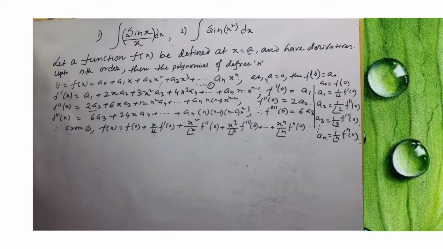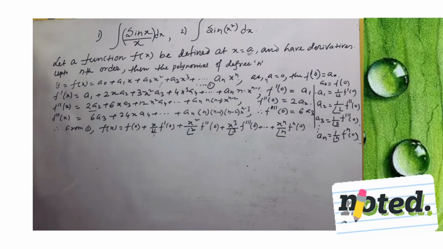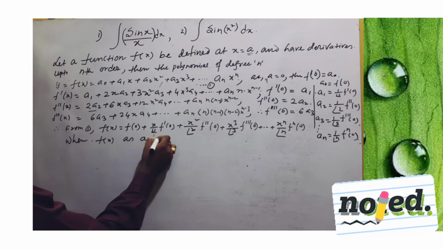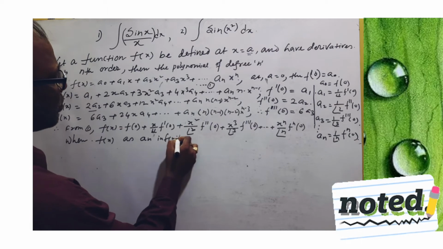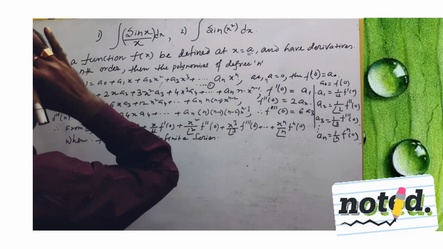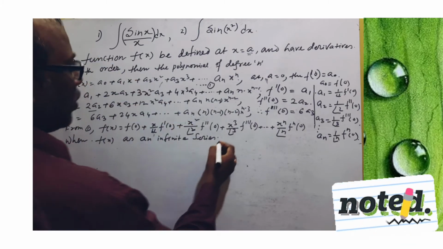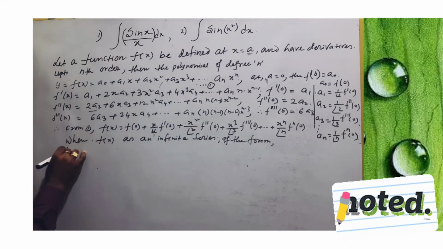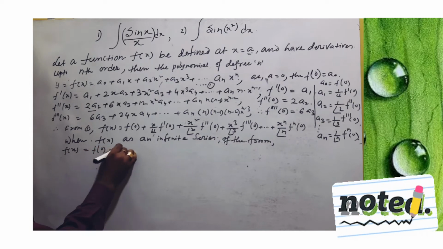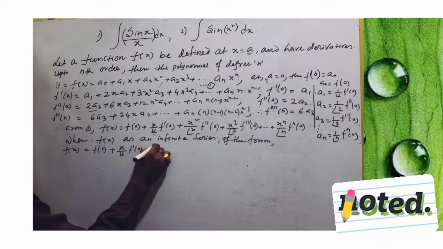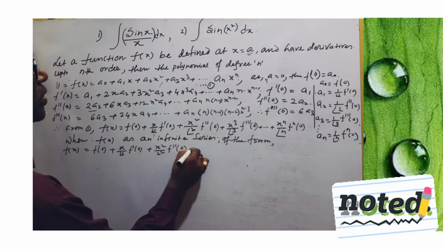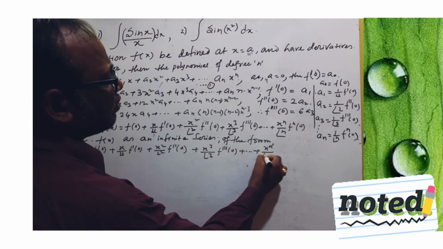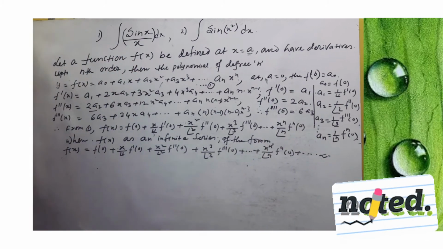If the series is an infinite series, then we can write f of x as an infinite series of the form f of x is equal to f of 0 plus x by factorial 1 f dash 0 plus x square by factorial 2 f double dash 0 plus x cube by factorial 3 f triple dash 0, and so on, with the nth term x to the power n by factorial n.